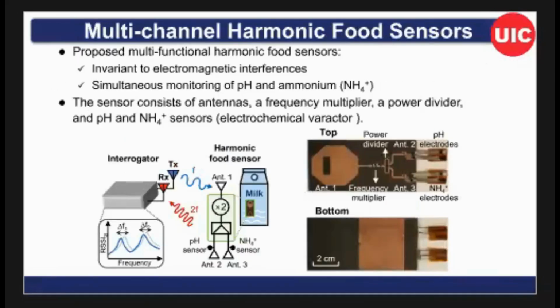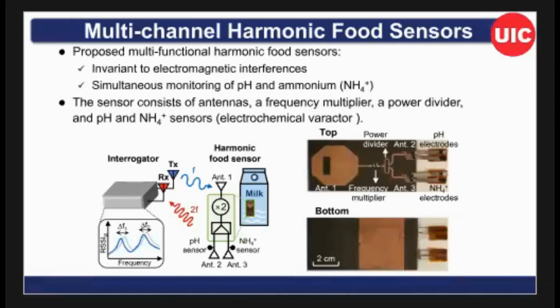So this is a sensor from a student, and we'll use this to monitor the quality of the meal. This is the hardware architecture. Basically, we have antenna 1, which can receive the fundamental tone. And then we have a power divider, the passive power. Before the power divider, we have the frequency multiplier to double the frequency.